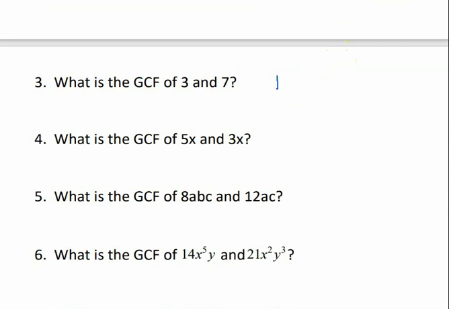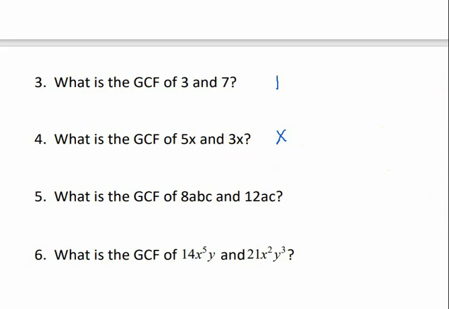What is the greatest common factor of 5x and 3x? Well, 5 and 3 are also prime numbers, so they don't have any common factors besides 1, but these two terms have something else in common. What do they have in common? They both have an x. So x would be considered the greatest common factor of 5x and 3x.